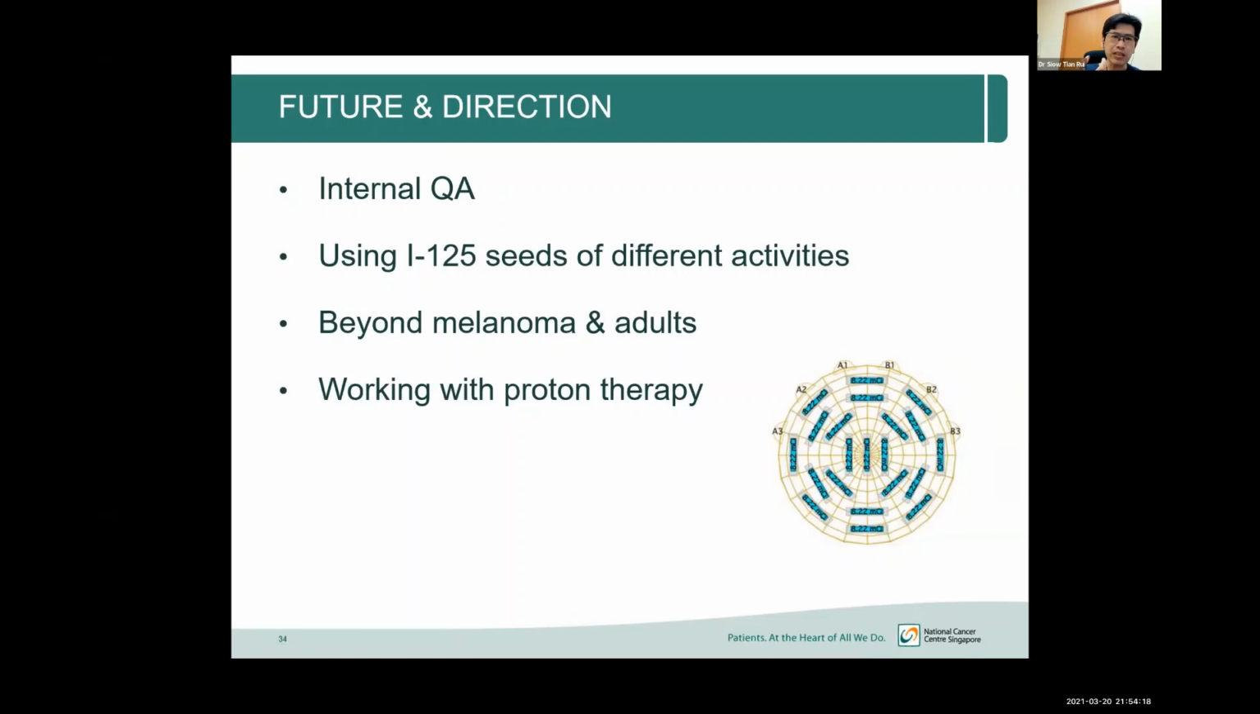And of course, as mentioned earlier, we're going to look beyond melanoma. We might consider treating metastasis. I'm going to look at treating retinoblastomas in children. And finally, a lot of you might know that proton therapy is coming to Singapore sooner or later. It is not a matter of which is better. They are complementary. They all have a role. So we need to work toward a comprehensive protocol for eye tumors, where the guidelines and indications are clear on which ones should be referred for proton therapy and which ones for plug therapy, and so on.